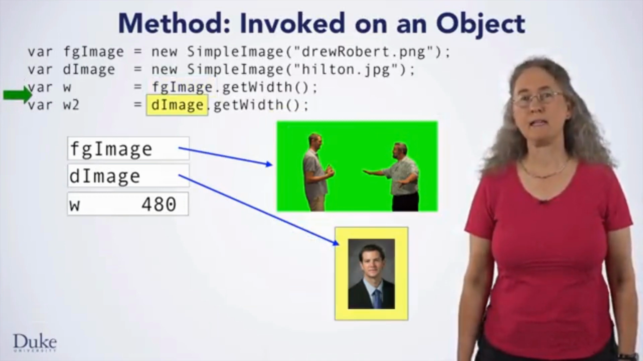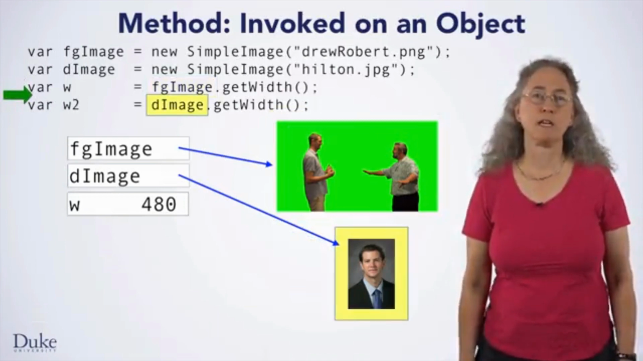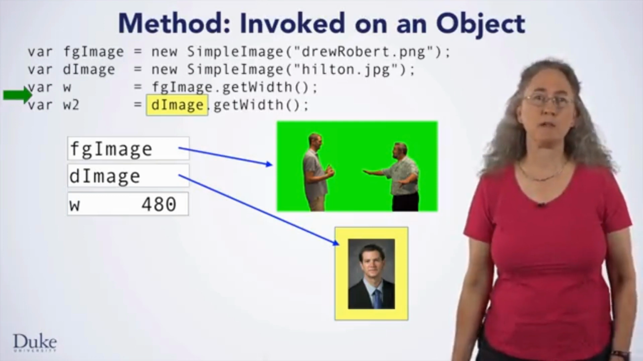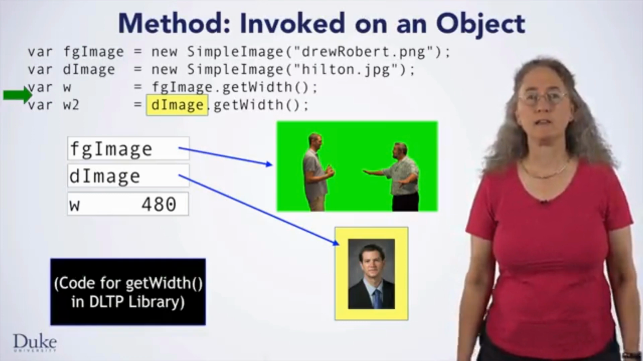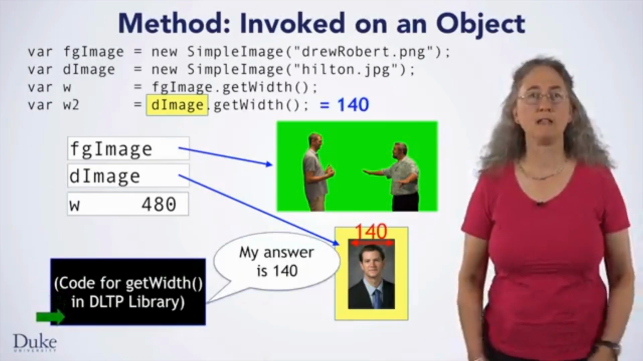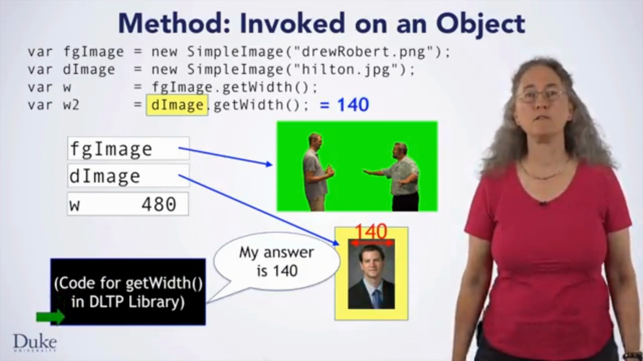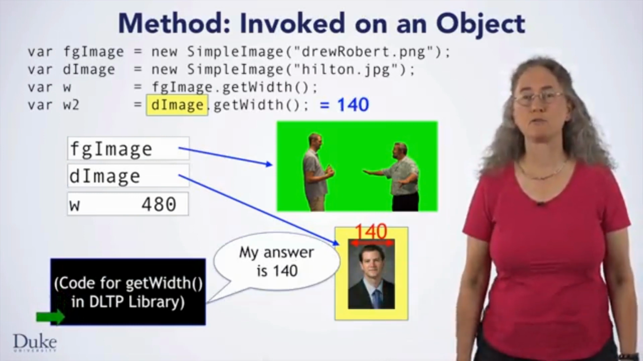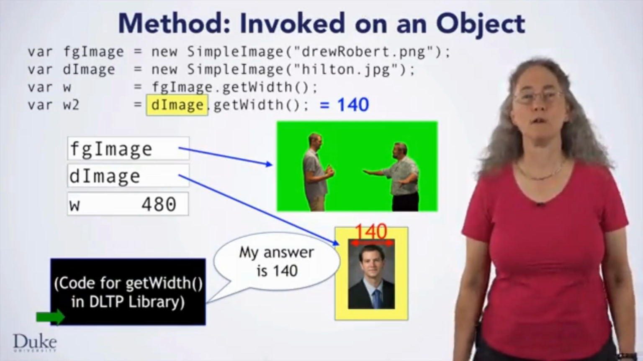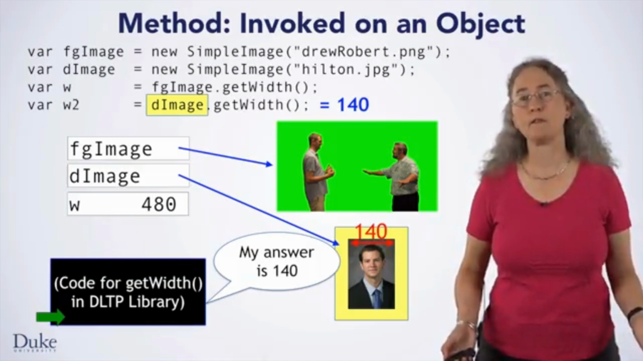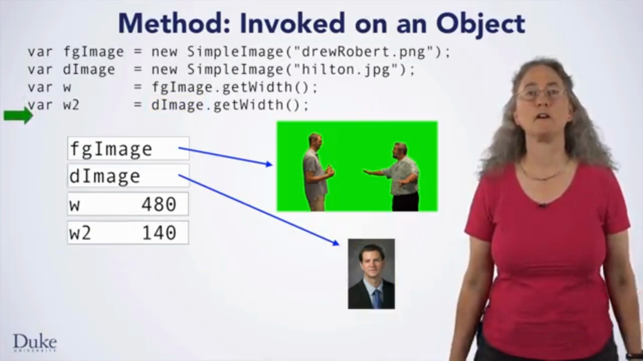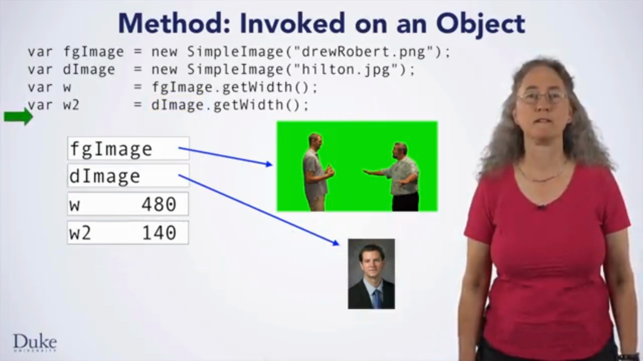Now the next line is dimage.getWidth. Since this method is being invoked on dimage, the method will operate on the image that it refers to. Again, the execution jumps into the DukeLearnToProgram.com library's code and does whatever the code there says to do. However, this time it is working with a different image. So it comes up with a different answer, 140, which is what this method call evaluates to. Finally, we return to the method call and finish the assignment statement.